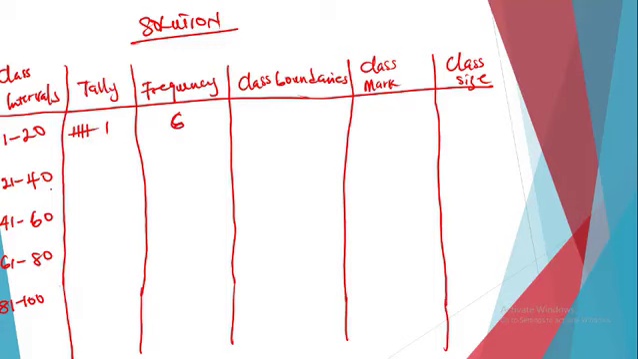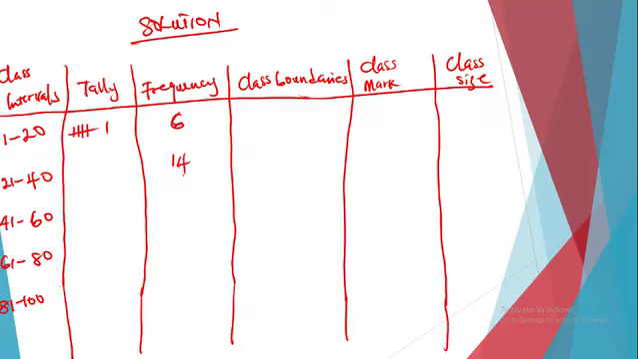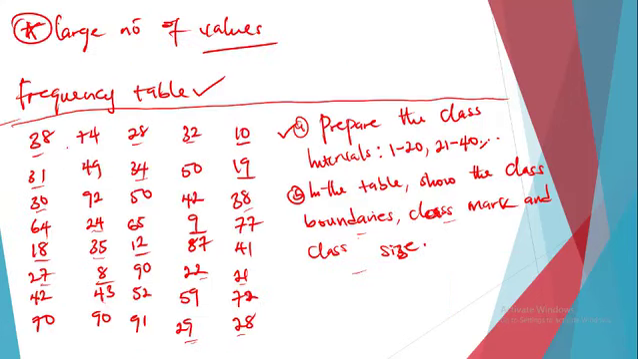Then we have 21 to 40. 21 to 40 we have 1 2 3 4 5 6, 7, 8, 9, 10, 11, 12, 13, 14. There are 14 of them, so we write down 14. Here we have 1 2 3 4 5, 1 2 3 4 5, 1 2 3 4, 14. Then we look for those under 41 to 60.